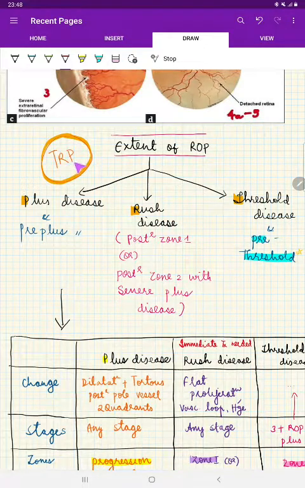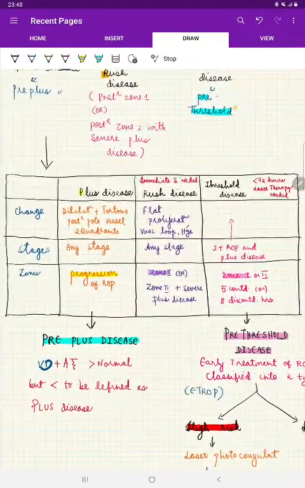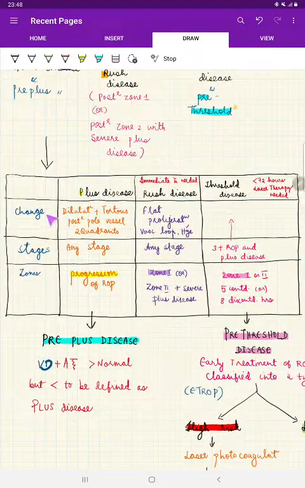Remember, I am using the mnemonic TRP. T for threshold, R for rush disease, P for plus disease. Retinopathy of prematurity is a pathology, and it manifests as these things in the retina. So you remember there is something called plus disease, rush disease, and threshold disease. Let us now discuss in detail. Let us make a tabulation for easier understanding: for each disease, what changes are happening, what stage and what zone. Let's make it simple.